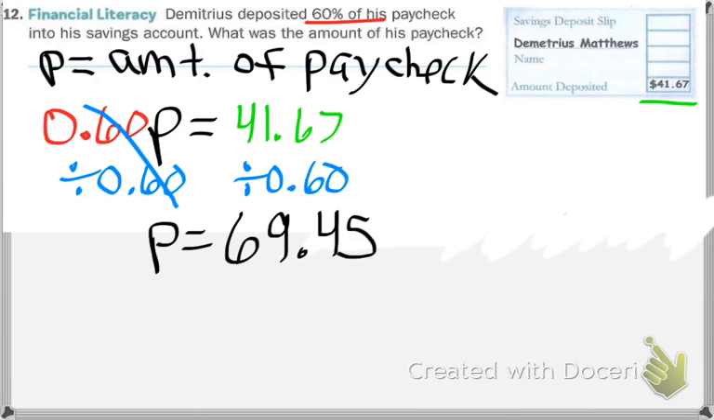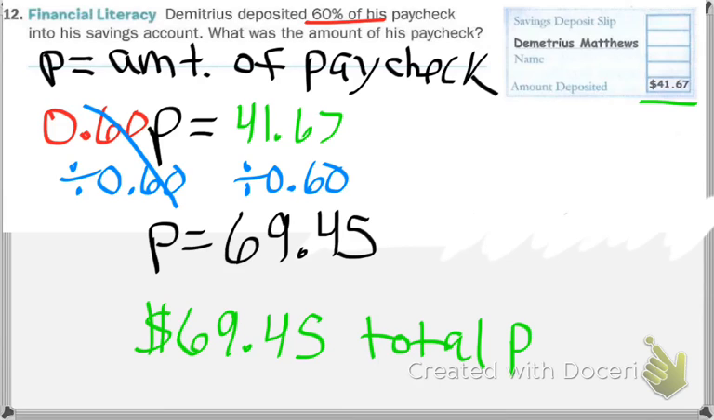We know P equals 69.45. That means his paycheck was $69.45. That was his total paycheck. That's what that means. Make sure you can interpret it back into the question. I'm going to rewrite that.